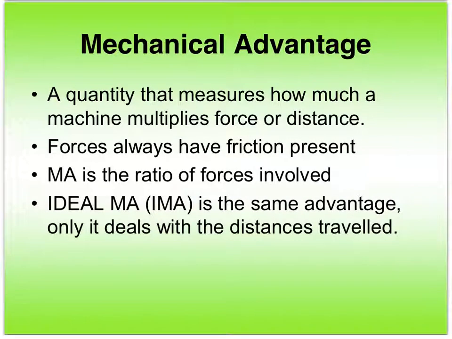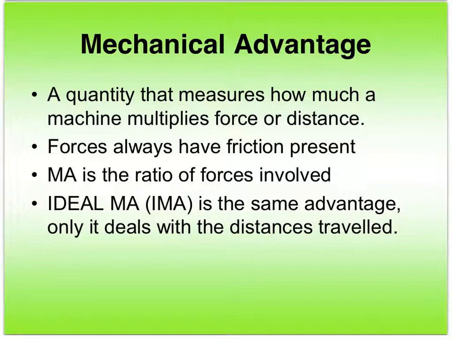So how much does a machine reduce the amount of force that you need? How much does it make it easier to move something? That's called mechanical advantage. If you say that I can do something 2 times better than you, you're talking about my advantage, how much easier it is for me to do things. The quantity of measure that multiplies force or distance is called this mechanical advantage.